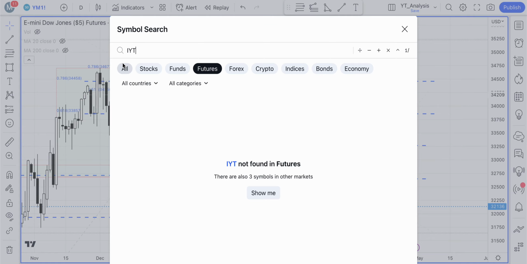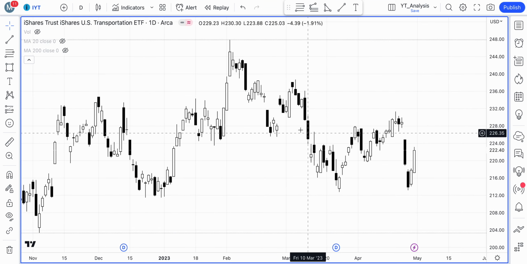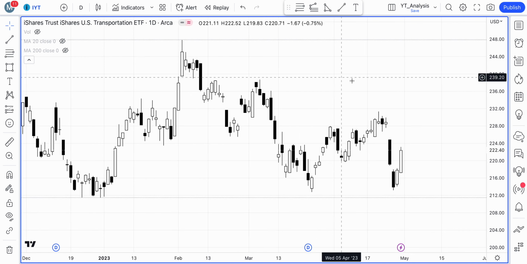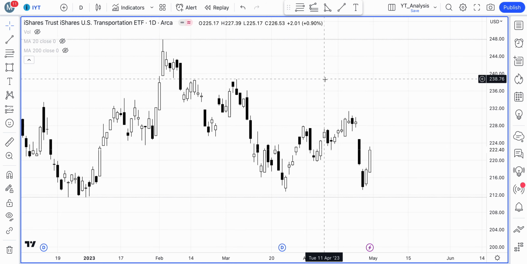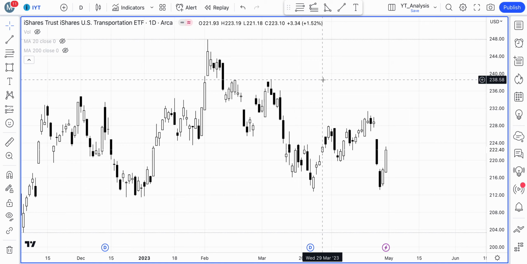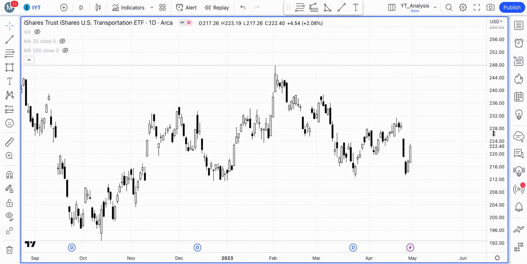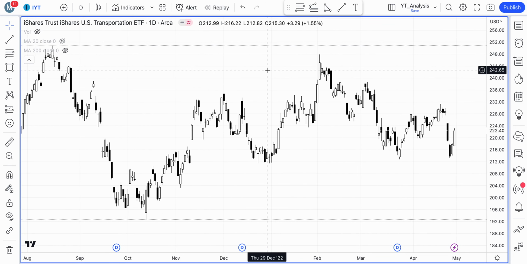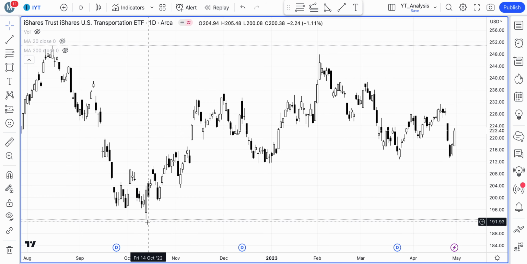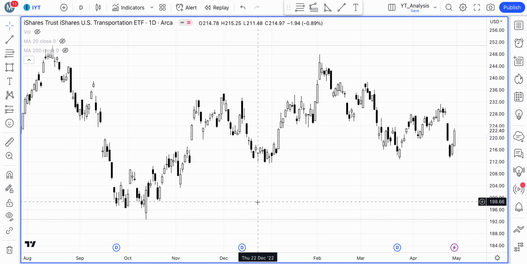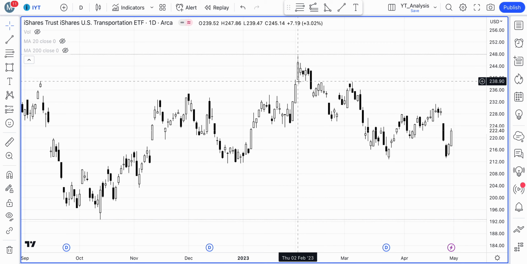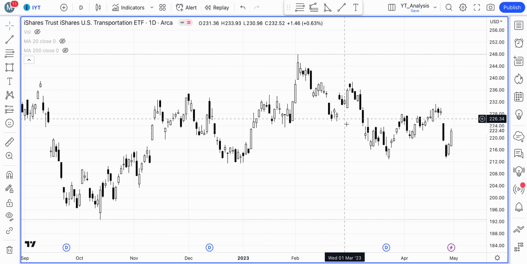Let's take a look at IYT. So this is the iShares Trust US Transportation ETF. So it will have the truckers, it'll have the airlines as well and stuff like that. What I wanted to show here was that if we look at this totally naked chart, we have a bottom formed here on 13th of October, just like the major stock market indices in the United States. Then it had a nice rally, petering out at the beginning of February 2023, and it has had a pullback.